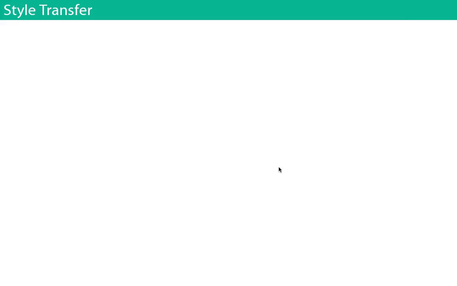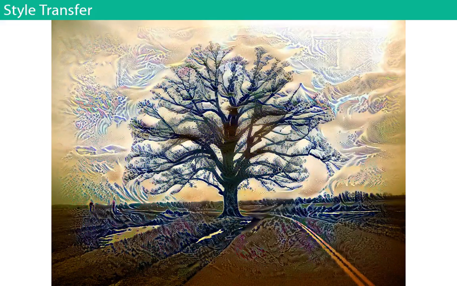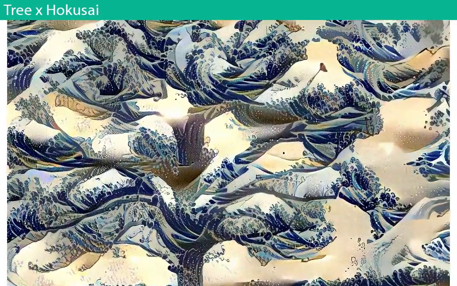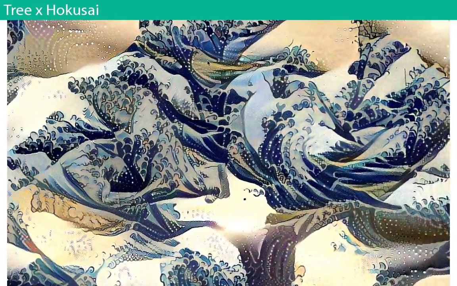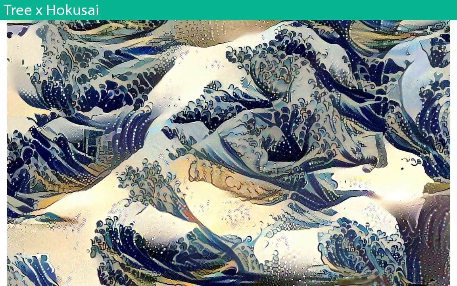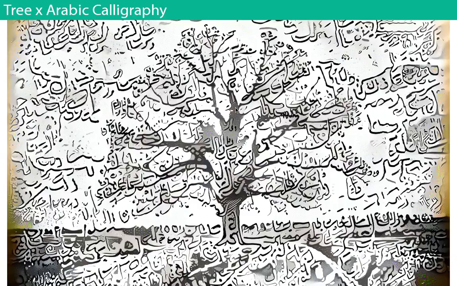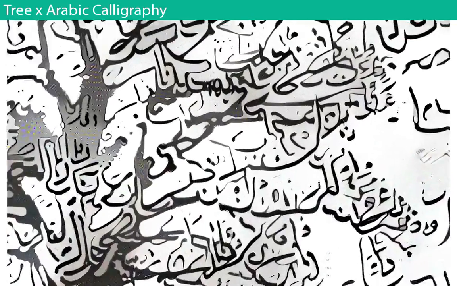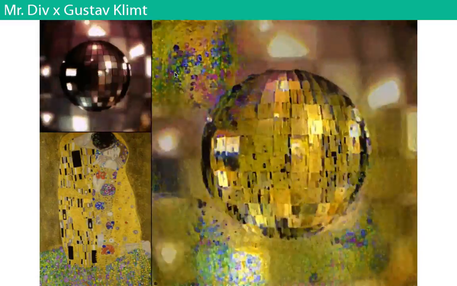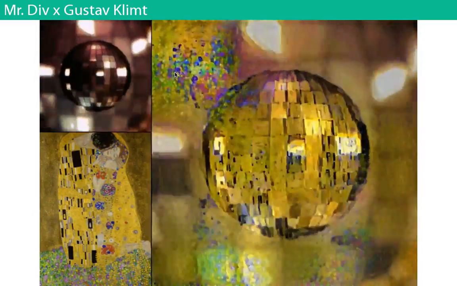So yeah, style transfer, pretty amazing, right? And you can do it in HD now. So this is really large style transfers. Hokusai applied to a tree, and Arabic calligraphy were the two that I used here. So it's done on very large images. And yeah, Mr. Div times Gustav Klimt, just doing more video stuff.